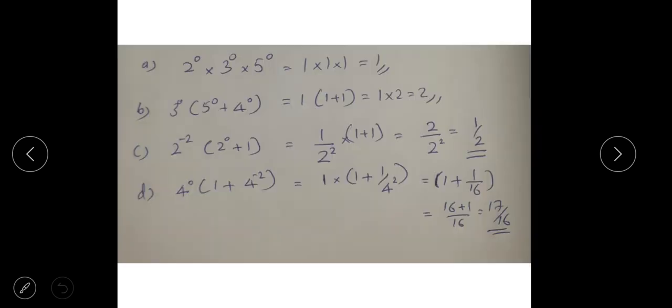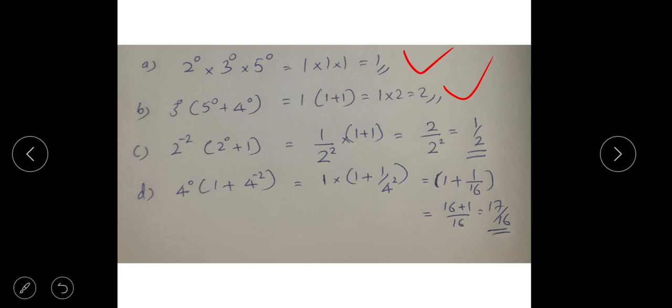So we will try to do this. First question, 2 raised to 0, that we have discussed, right? Yes, 1 into 1 into 1. Answer is 1. Then second question, 3 raised to 0 into 5 raised to 0 plus 4 raised to 0. So all become 1. So 1 into 1 plus 1, 2. So the answer is 2.